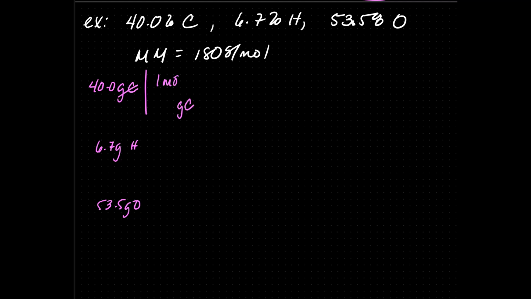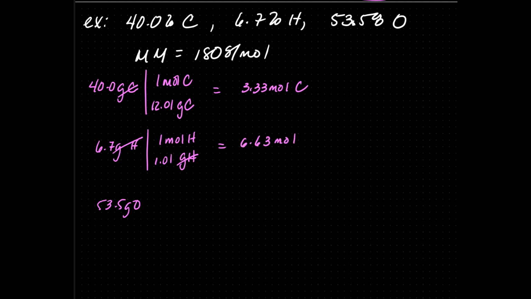1 mole of carbon is equal to 12.01 grams of carbon. 40 times 1 divided by 12 is 3.33 moles of carbon. For hydrogen, grams of hydrogen, diagonals have to cancel out. There are 1.01 grams of hydrogen to 1 mole of hydrogen off the periodic table. 6.7 times 1 divided by 1.01 gives you 6.63 moles of hydrogen.